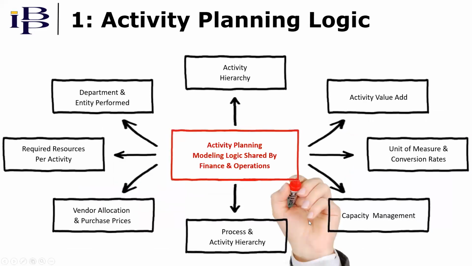Now, there's some things that you need to do in order to support something like that. So one of the things you need is activity planning logic. So you can see what I have in here, like an activity hierarchy, the department and entity it's performed in, required resources, and you can read them all yourself. But these are pretty basic things. So a good and mature planning process and system should have all this logic embedded into it.